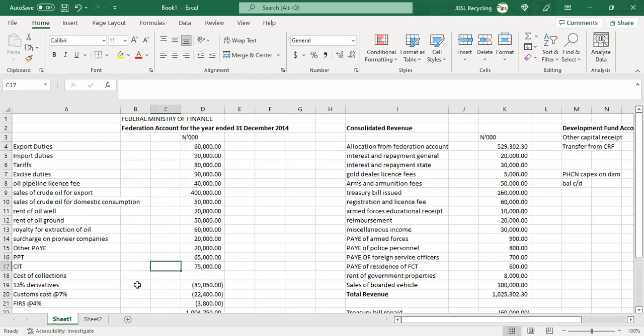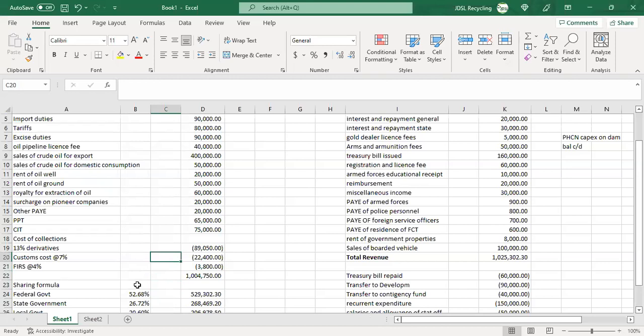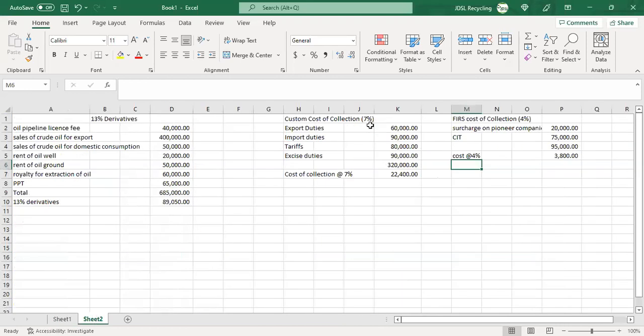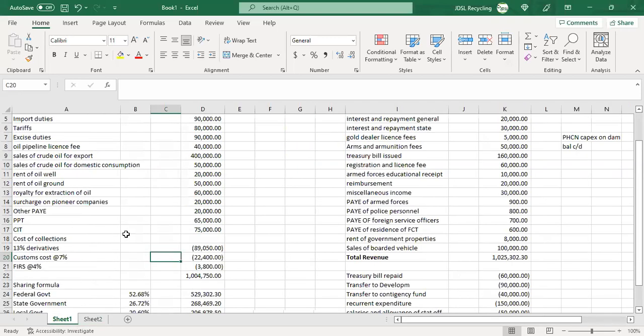It was a sharing ratio. Yeah, I want to shed more light on this cost of collection. Does it mean that it's their own share after collecting this money? It's not a share. It's a form of expenditure that the Customs were using to carry out their collection for Customs and FIRS, to generate this revenue for the government. So they will need 4% of the revenue to serve as their expenditure on getting this money to the government.